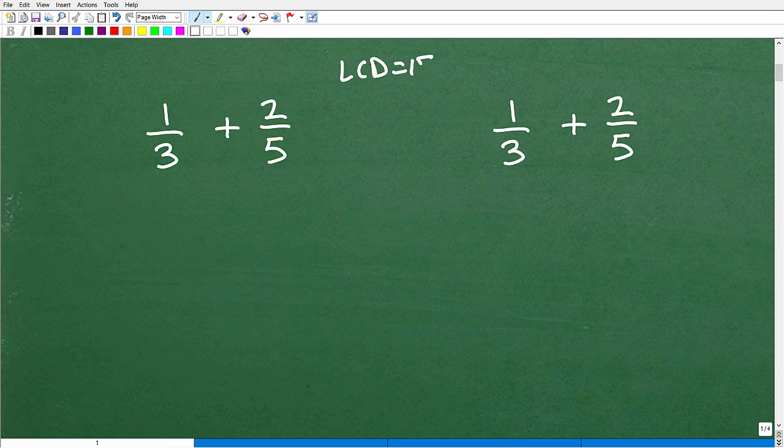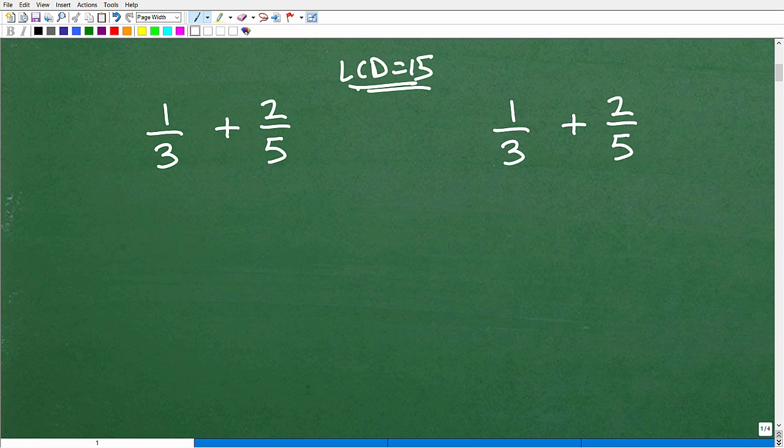Now, if you need to learn about the LCD, if you need to review this, I have tons of videos on it. Check out my pre-algebra playlist. And they're pretty popular videos as well. Like hundreds of thousands of views. So there's a lot of people out there that really don't know how to find the LCD of fractions. Not only that, when we're dealing with finding the LCD when there's variables involved, that's fairly complicated.